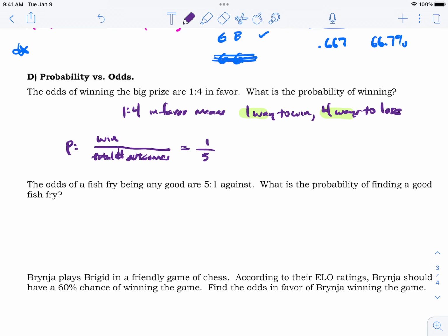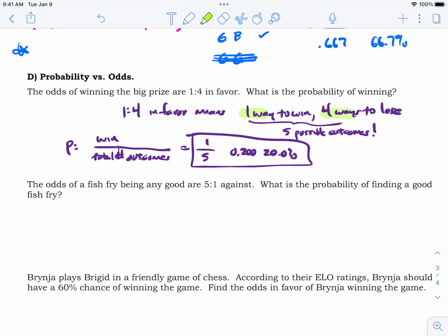Okay? 5 possibilities. Let's maybe emphasize that. 5 possible outcomes. 1 way to win, 4 ways to lose, that's 5 possible outcomes. You use the number of possible outcomes when you do probability. So the number of wins over the total number of outcomes is 1 in 5, actually, 0.200 or 20.0%. So, dig on it. A 1 in 4 in favor means a 1 in 5 probability.